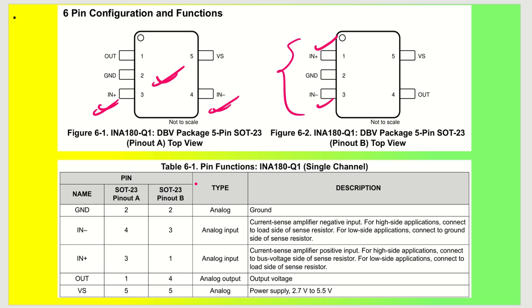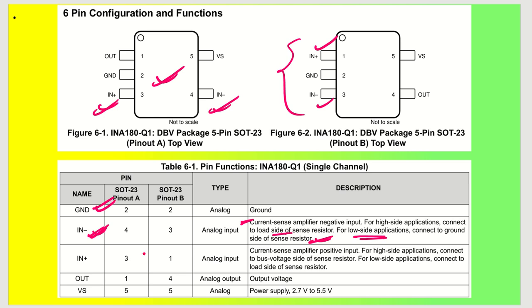Let's get into the pin configuration very quickly. So we have the GND pin, that is your ground pin. Then we have input minus, that is your current sense amplifier negative input. That can be connected in 2 manners. One is for the high side application, where we have to connect this particular pin to the load side of the resistor. So just understand, for the load side of the resistor we have to connect the negative pin. Okay, we'll show you the diagram. Similar to that, for the low side application we have to connect this to the ground side. Okay, so that's the understanding.